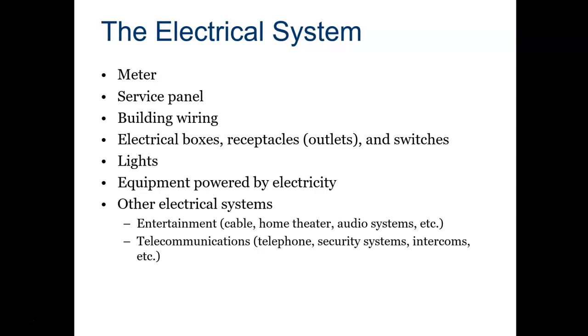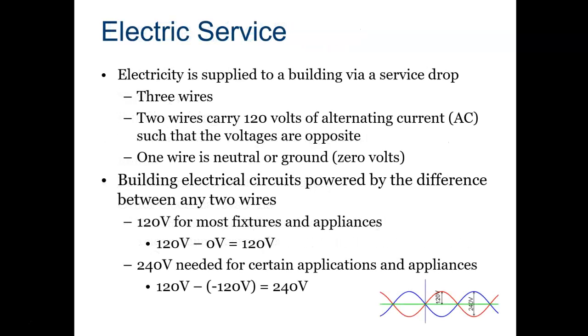The electrical service, that's when the electricity is supplied to a building via a service drop, which is 3 wires. This is for a single phase system, and I'll get into the difference between single phase electricity and 3-phase electricity more when we get into commercial wiring. 3 wires, 2 wires that carry 120 volts of alternating current, or AC, such that the voltages are opposite. 1 wire is neutral or ground with 0 volts.